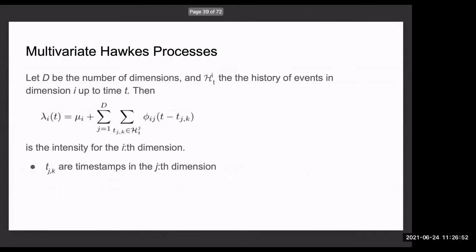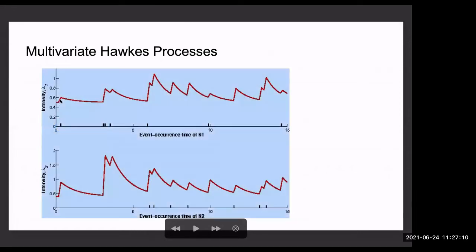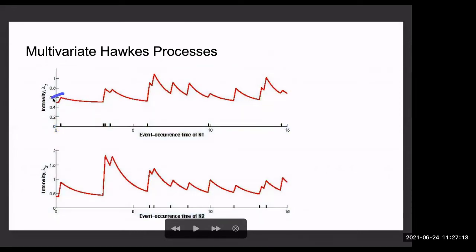Let's look at another instructive example. Here we have two dimensions, and these little things here are events happening, timestamps for events. First there's an event happening in dimension 1. Then we see a little spike here in the intensity, but we also get a spike in the second dimension, even though nothing has happened here. So events happening in one dimension influence events happening in the second dimension.